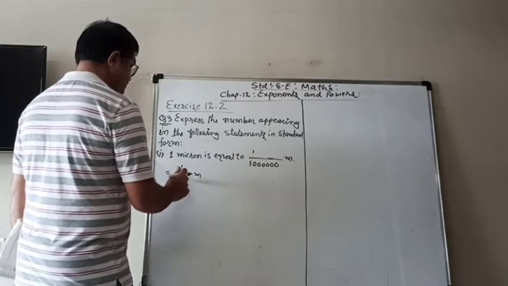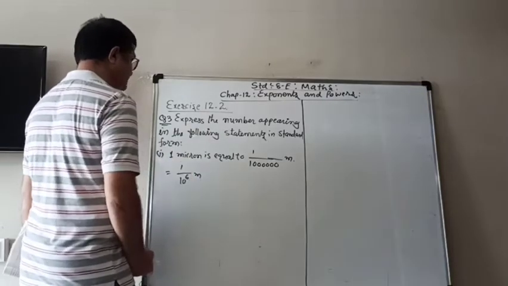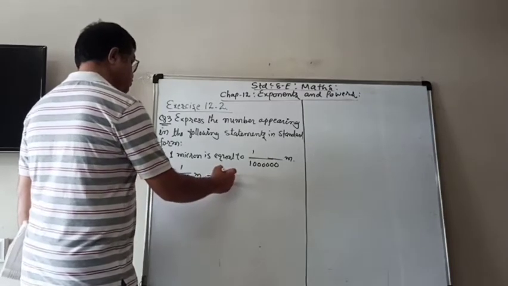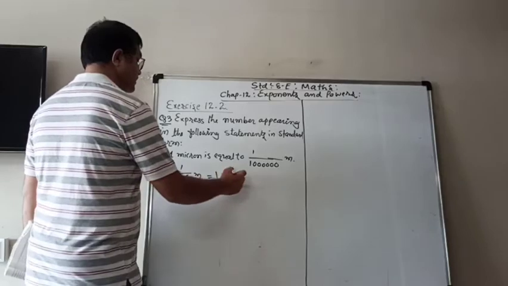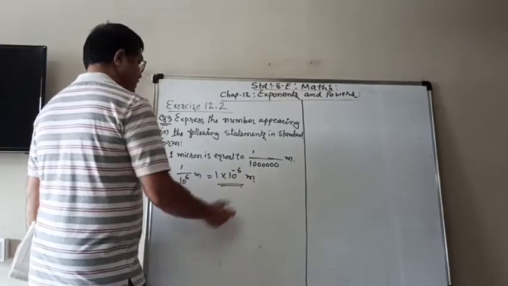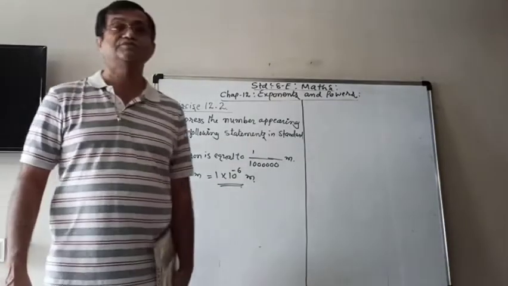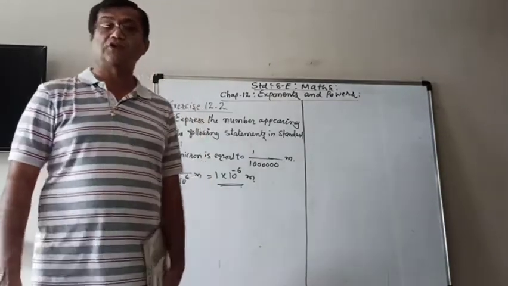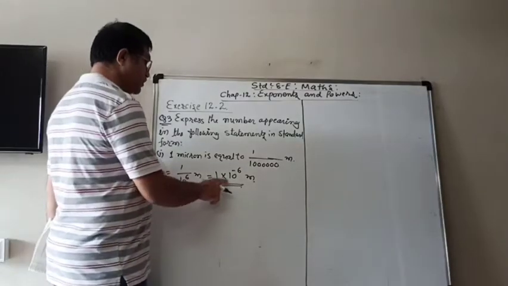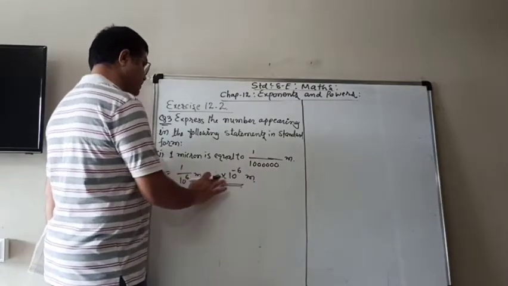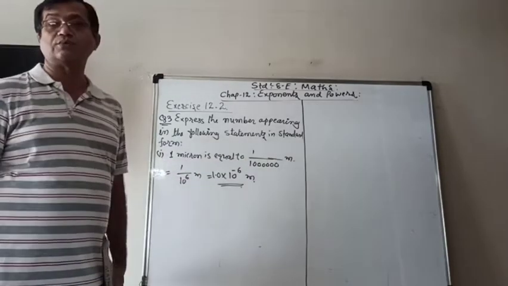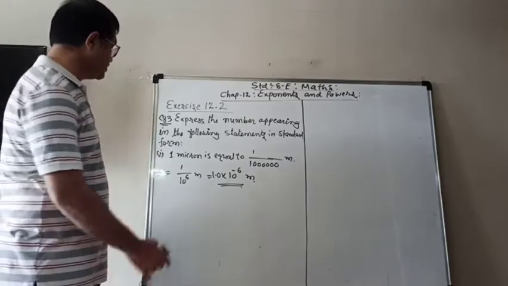And if you bring it on the top, it will be minus sign, is equal to 1 multiplied by 10 raised to minus 6 meter. Here we don't have to change the place of the decimal point because there is no decimal point there. So either you can write 1 into 10 raised to minus 6, or you can write 1.0 into 10 raised to minus 6 meter. Anything is same.